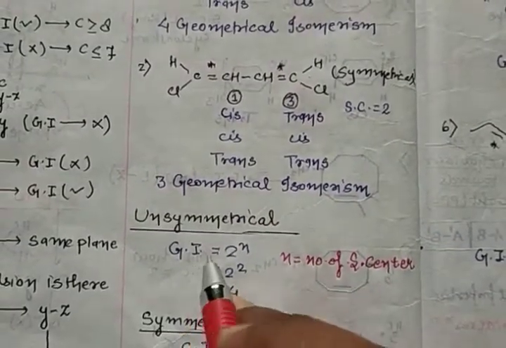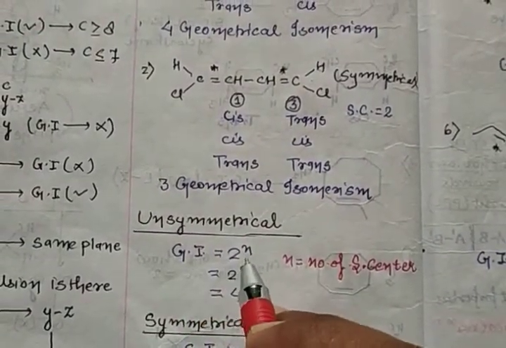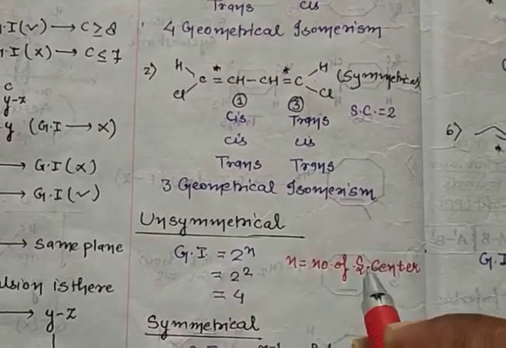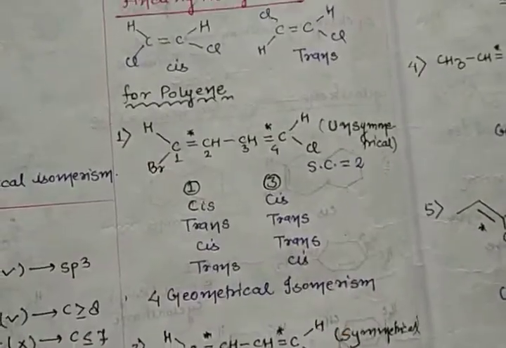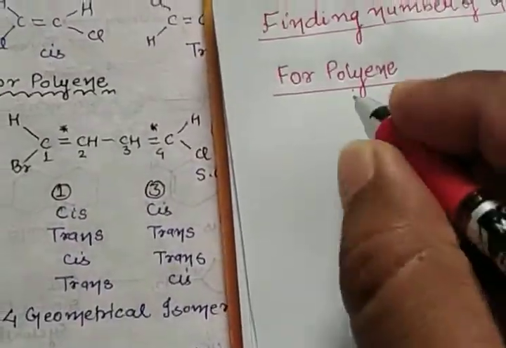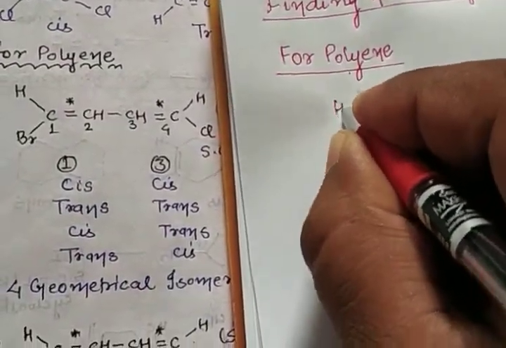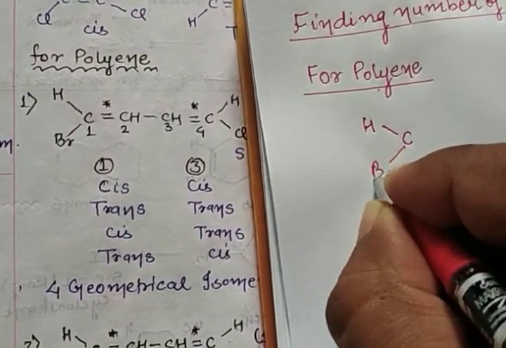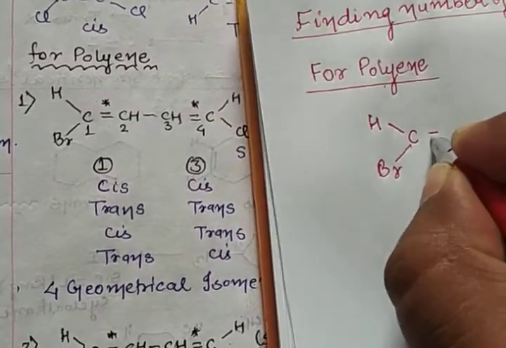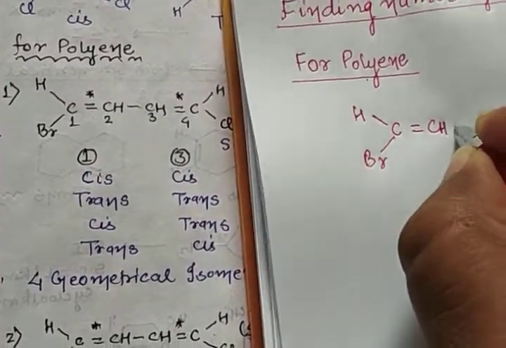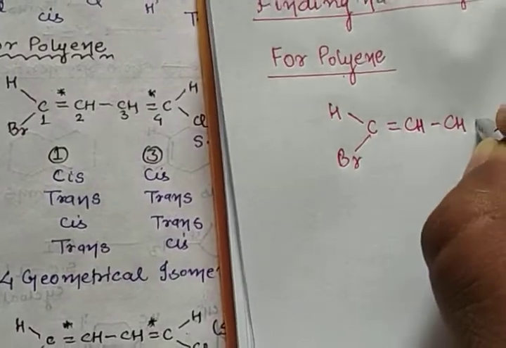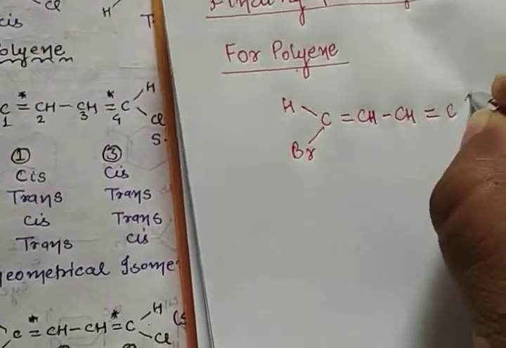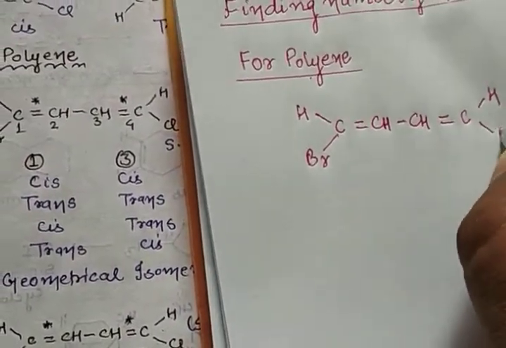Now the formula: for an unsymmetrical compound, GI equals 2 to the power n, where n is the number of stereo centers. So first you check how many stereo centers there are. Here is an example. Suppose you have this example: H single bond C single bond Br, double bond CH single bond CH double bond C, with H on that side and Cl on this side.